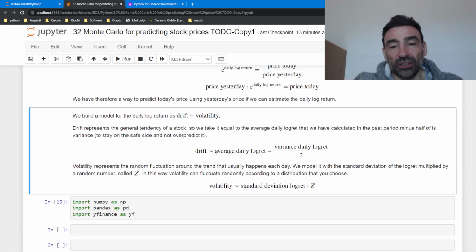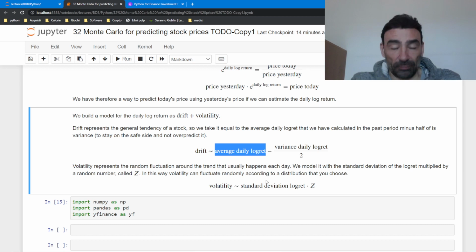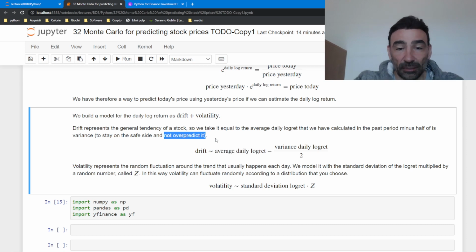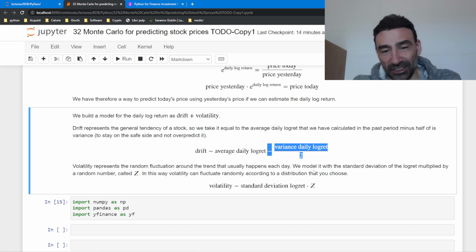Okay, so we take the drift, for example, equal to the average daily log return of the past, obviously, which is positive. And just to be on the safe side and avoid over predicting it. Honestly, if I were going to do it professionally for myself, I doubt I would put it here. Professionally for a bank or a financial intermediary, I would put it.